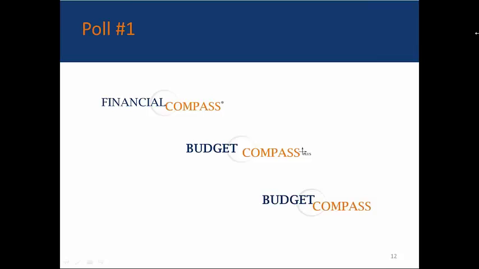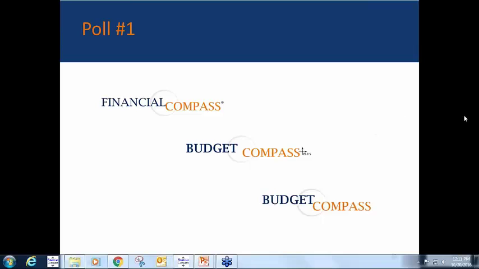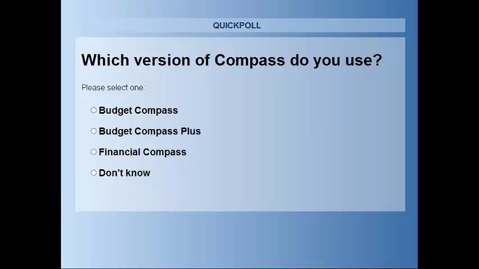Okay, so we're going to pause for a minute and take a little break here. We've got our first poll to the group. You're going to see it pop up here on your screen in just a moment. If you could all, real quickly, just answer for us, what version of Compass are you running? You've got the Budget Compass, GL only, Budget Compass Plus, you're budgeting with some cash flows, and then, of course, Financial Compass, you've got the cash flows plus budget and interest rate risk.